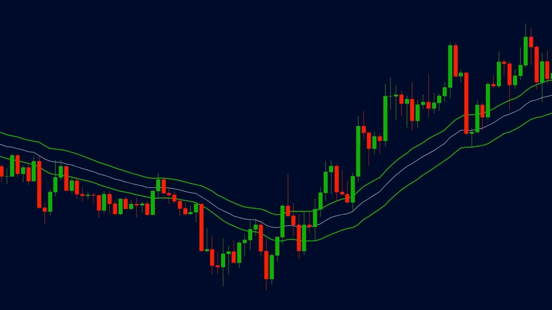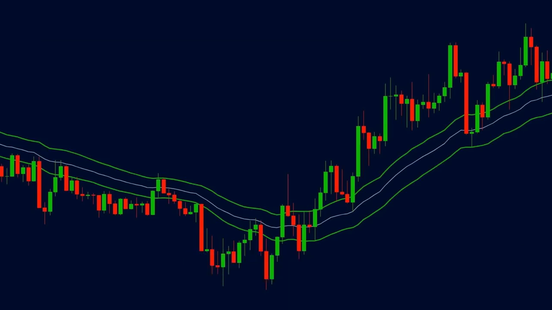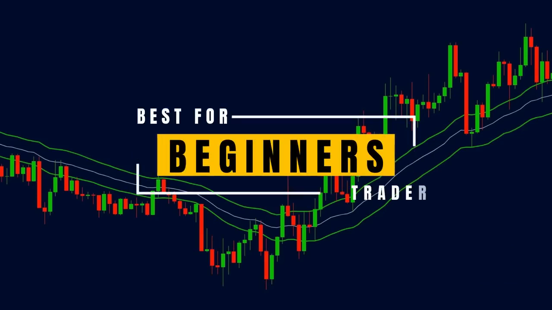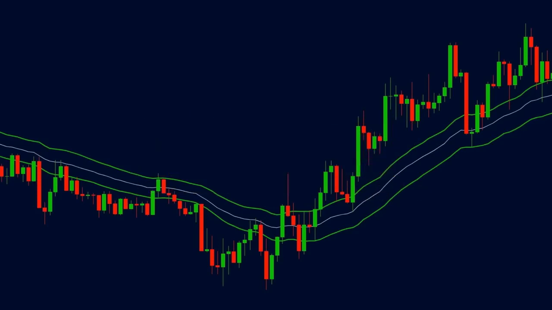This strategy works very well on the lower time frames, like 1 minute and 5 minutes. If you are new to scalping and still learning about trading, this simple strategy is a good place to start. Because you will take the decision very quickly and hit buy and sell without thinking about fancy indicators.